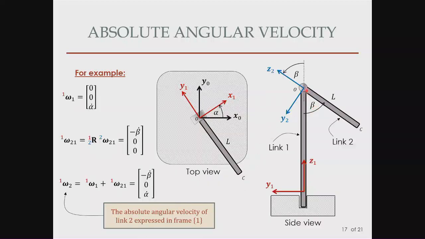Now, in this example, the absolute angular velocity of the wing, or link 2 here. What do we need to do? We already found its angular velocity relative to link 1. So what is the absolute angular velocity of link 1? It is this: alpha dot in the z1 or z0 direction. Here it's represented already in frame 1.